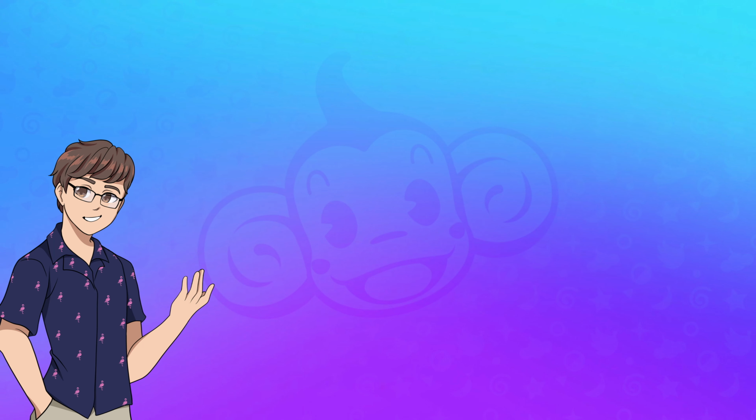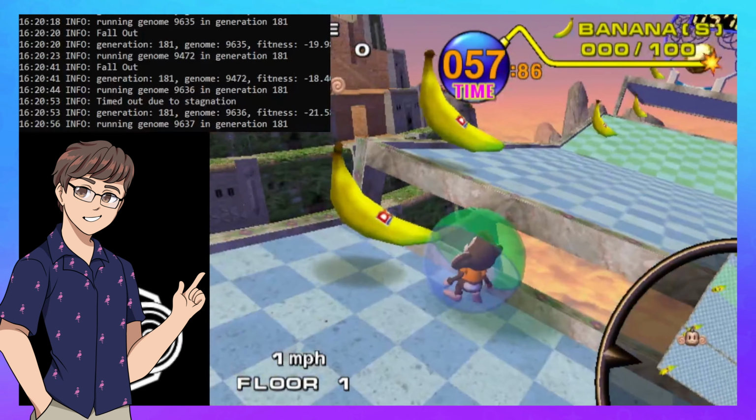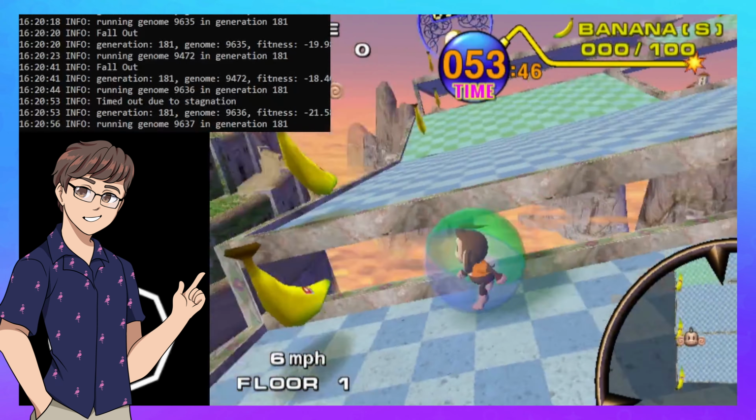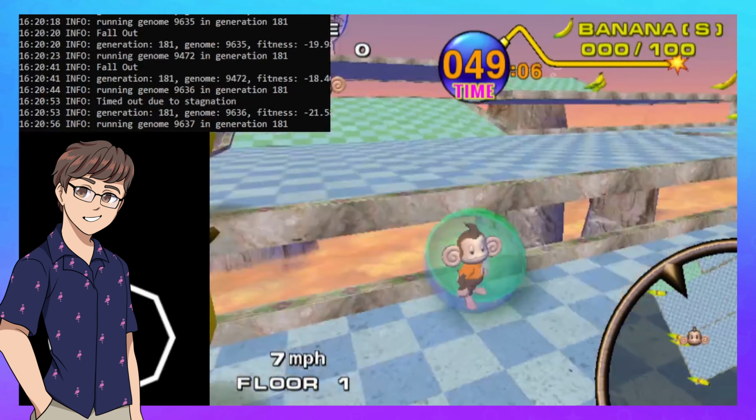For floors 1 and 2, this made very little difference. However, on floor 7, this encouraged the monkeys to stay on the first platform and not risk going up the ramp and potentially falling out.